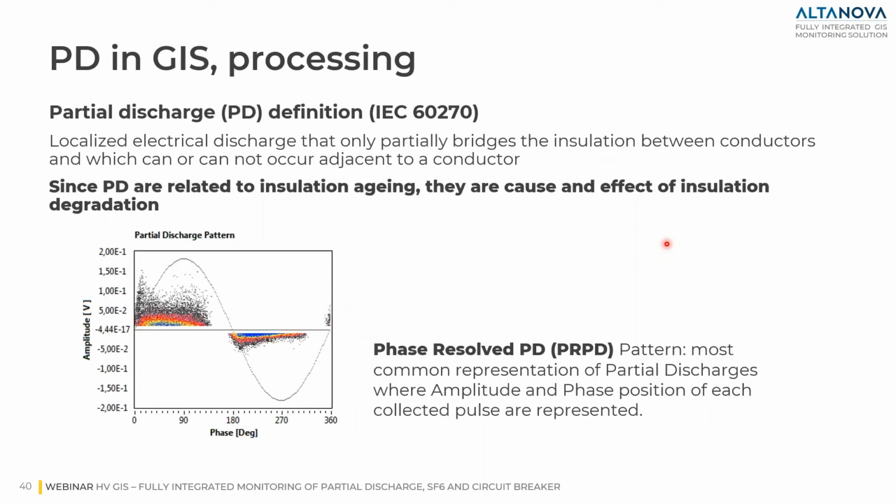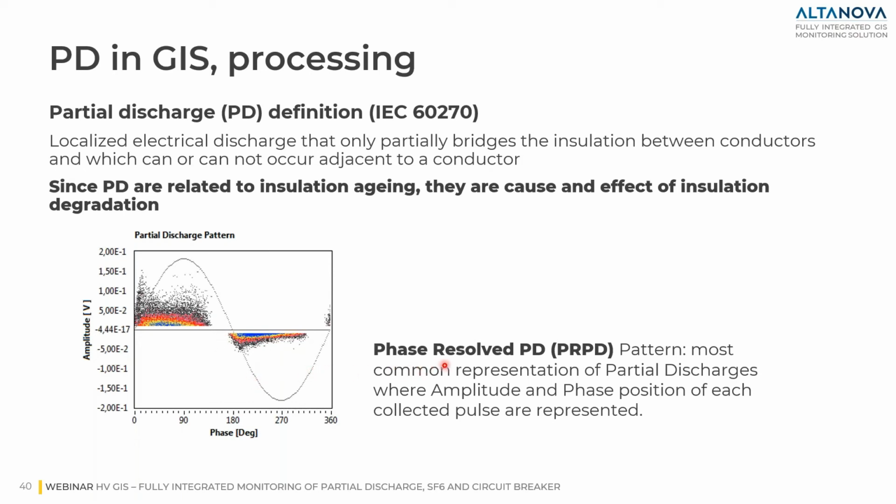Looking to the processing, just a quick step back for the definition of partial discharge. We know that partial discharges, according to the definition of the IEC 60270 standard, are localized electrical discharges that only partially breach the insulation between conductors, and which can or cannot occur adjacent to the conductor. On the bottom, you can see a common way to represent PD.